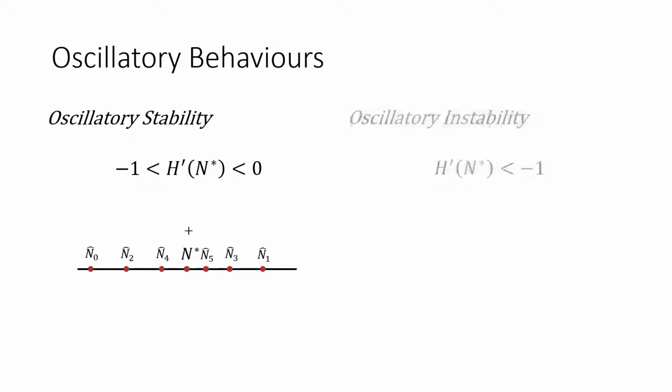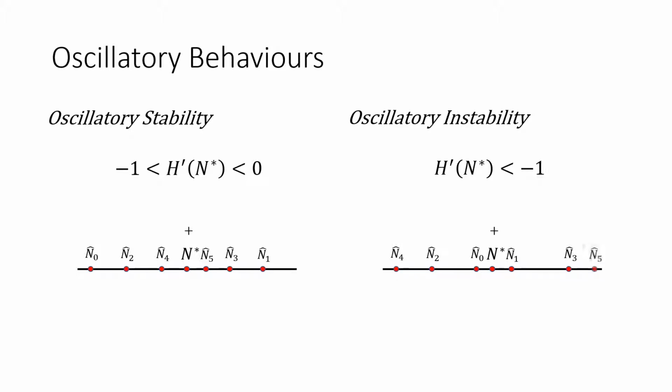Oscillatory instability occurs when h prime(n star) is less than -1. This again satisfies our definition due to the modulus function, and means that given a small change to the fixed point, the population will tend away from the fixed point in an oscillatory manner. Again, because it's a minus, when you raise it to even powers, it becomes positive, odd powers become negative. It's important to note here, when h prime(n star) is equal to -1, the point just becomes oscillatory, and it will simply change from n star plus n hat t to n star minus n hat t for all t.